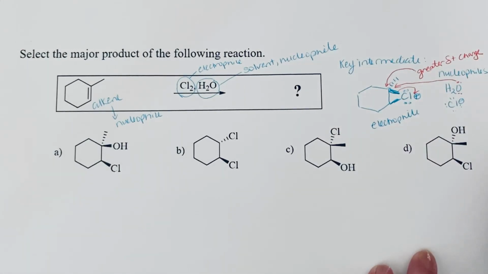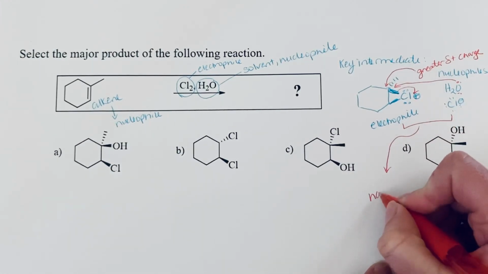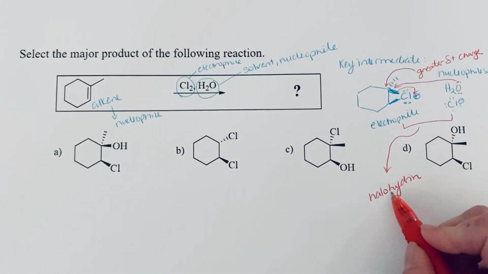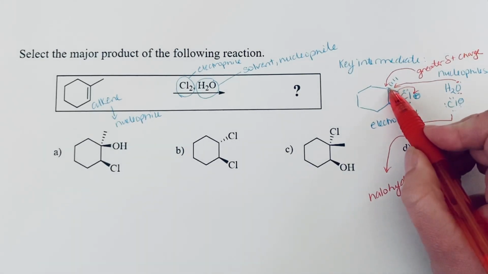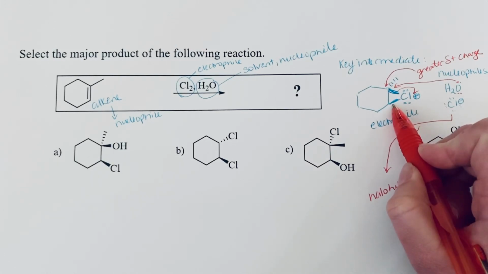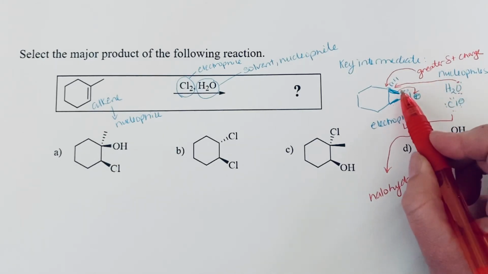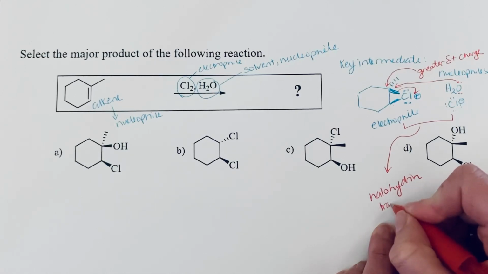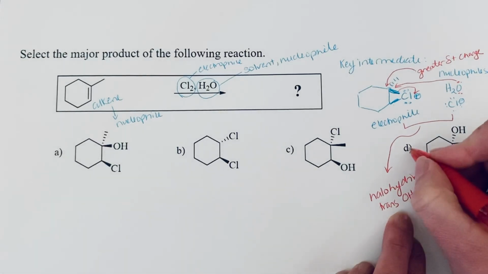So we will end up forming a halohydrin from this. So halohydrin means a halogen and an alcohol. We expect that the alcohol will be on this more substituted carbon atom and the chlorine on the less substituted carbon atom. We also expect that this water will approach from the side opposite the chlorine, meaning that they will have a trans relationship between that alcohol and the chlorine, which means that the answer is D.